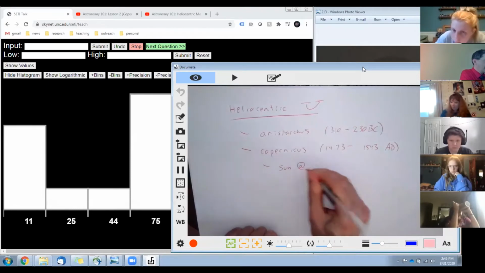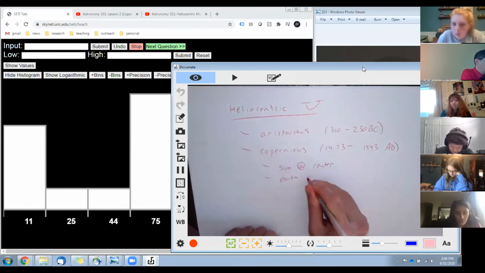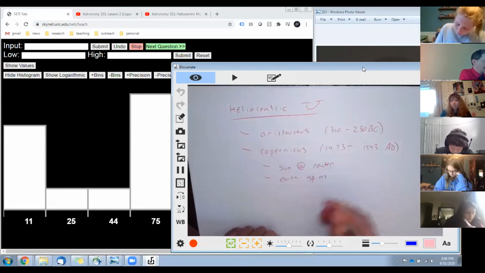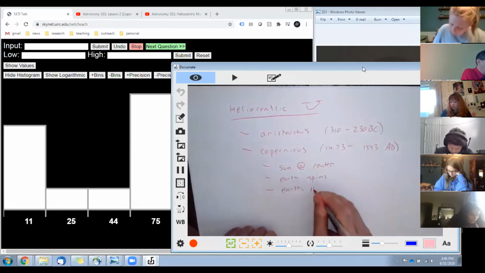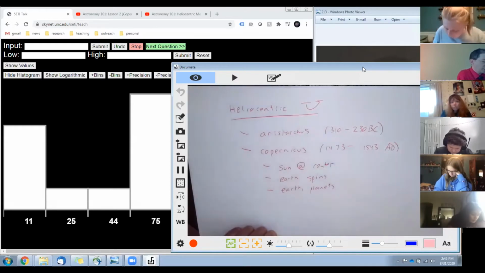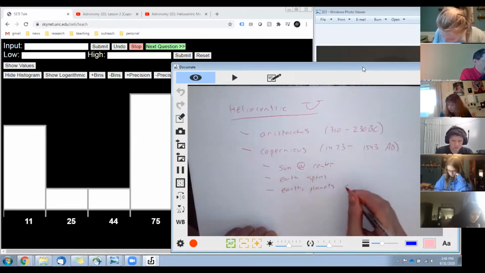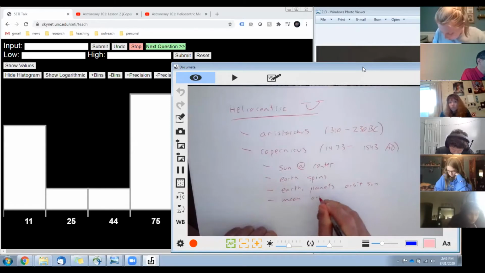The sun is at the center of all things, and Earth spins, rotates on its axis. Earth is just one of the planets, not special, or not any more special than that. And Earth and the planets, they orbit the sun. And finally, the moon orbits the Earth.